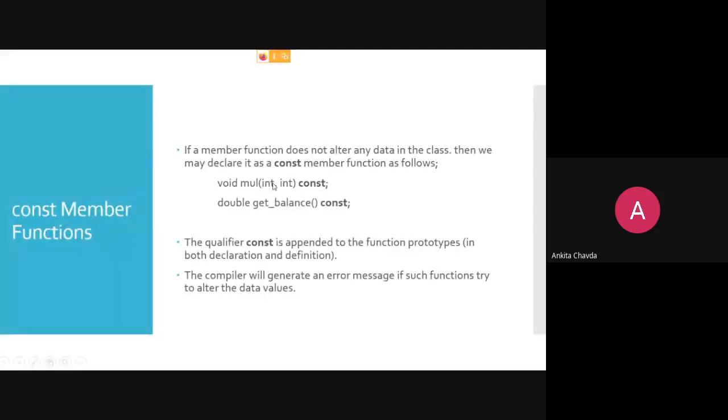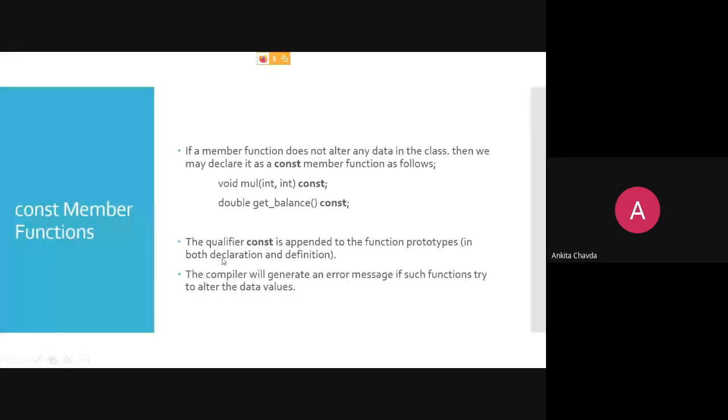So here void mul is my function. It has two integer arguments, and I'm writing const. So this member function is now a constant one, and the constant characteristic is that you cannot alter the value. The same way, double get balance, and I'm writing const after the function, not before. So the qualifier const is appended to the function prototype. Even in the declaration and at the time of definition, you have to write this const.